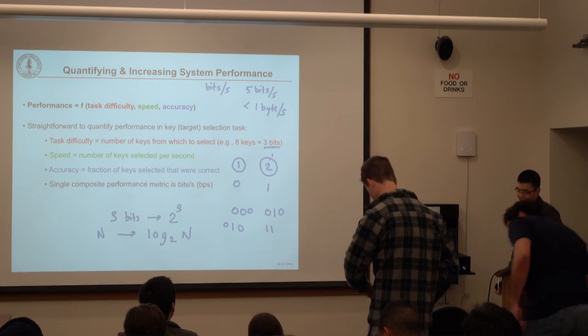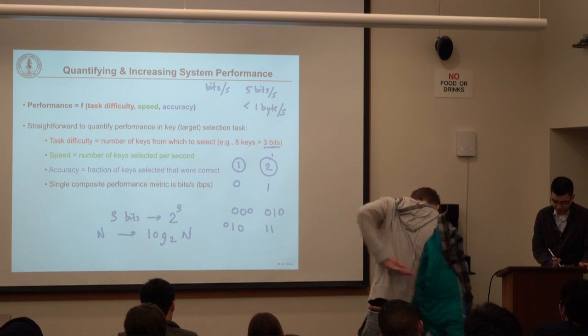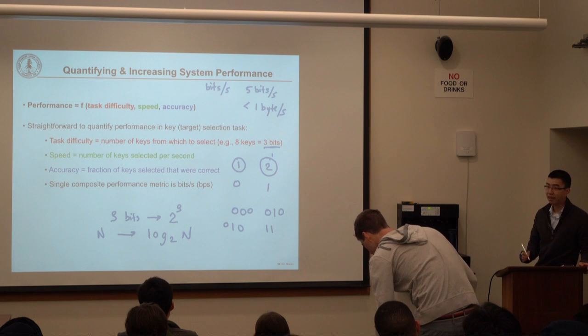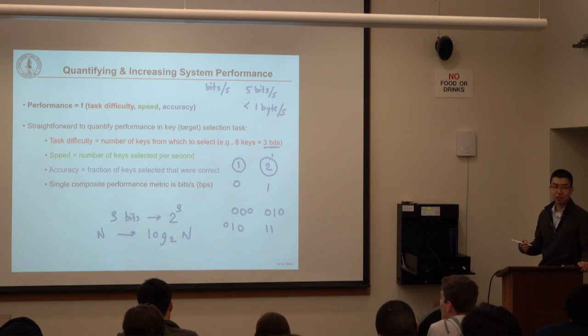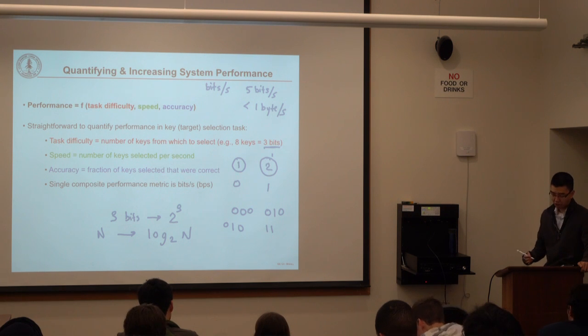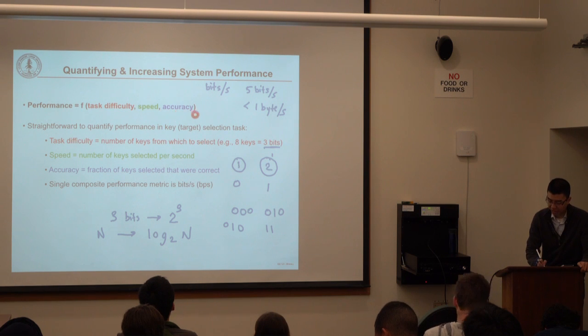All right. And so the first thing that we care about in measuring performance is the task difficulty. The harder the task, the more bits you'll be able to convey per selection. And so if you make the task more difficult, then as long as your accuracy stays high, you will increase the number of bits that you convey per second. And so that gets us to the second variable, which is accuracy.